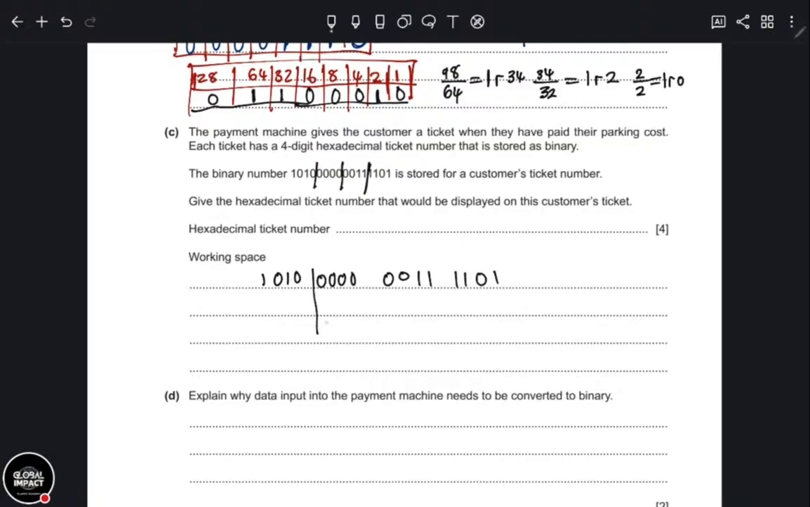So this is going to be what we have. This is way too easy. Way too easy. They should have done better.